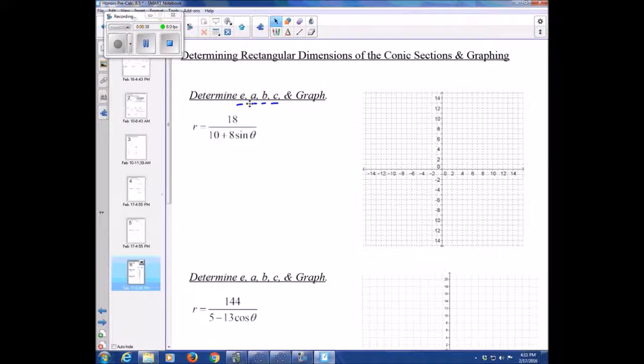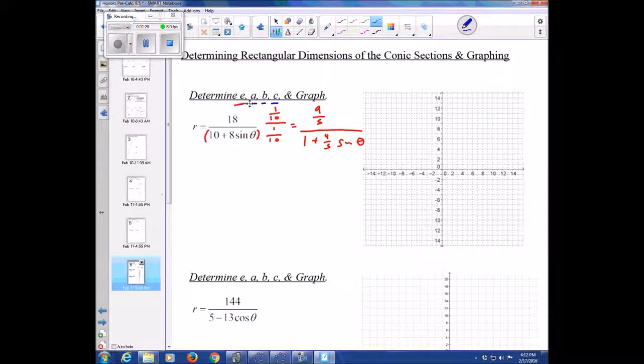Given this form of a conic section defined by a polar equation, we actually don't have a lead one in the denominator, right? So our first step is going to be to determine the eccentricity by putting that lead one in the denominator. The way we're going to do that is we're going to multiply by 1/10 over 1/10. And that's going to give us 18 over 10, or we could say 9 over 5 in the numerator. And then we have the lead one in the denominator when we multiply through by 1/10. And then we get plus 4 over 5 sine theta.